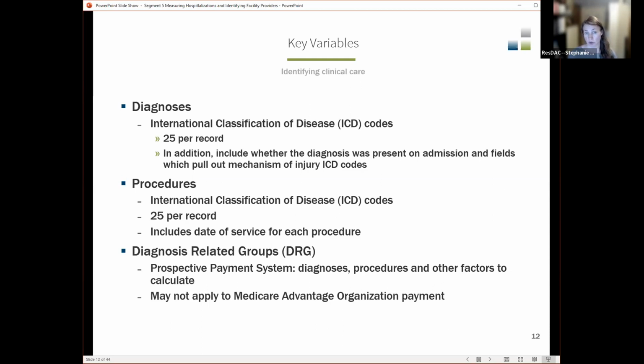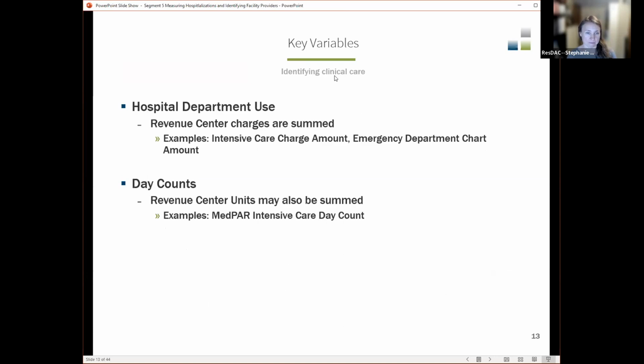And so it's calculated for those stays that are submitted for the Medicare Advantage stays. One thing to note though, the hospital isn't being paid that DRG amount. That DRG amount is calculated, but we don't know what the Medicare Advantage organization actually ended up paying for the hospitalization from the MedPAR. So again, I mentioned that you can get some information about different departments that may have been used, whether they have an intensive care unit charge amount, whether they have an emergency department charge amount. Now I bring up the emergency department.